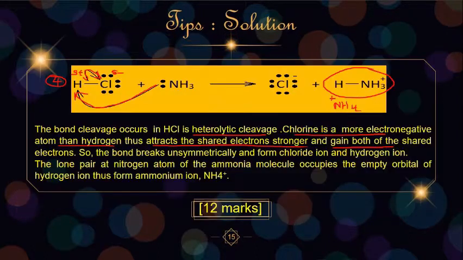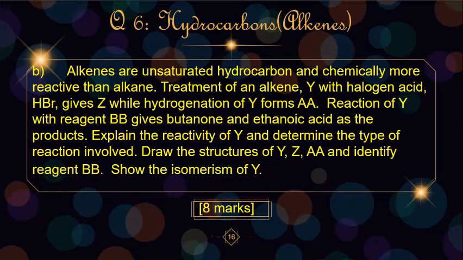Now we look at question number 6b. Alkenes are unsaturated hydrocarbons and chemically more reactive than alkanes. This is the statement. So you have to know that alkenes are unsaturated, chemically more reactive than alkanes. The next is treatment of an alkene Y with halogen acid HBr gives Z.